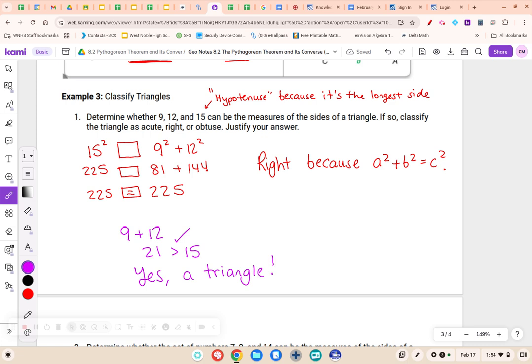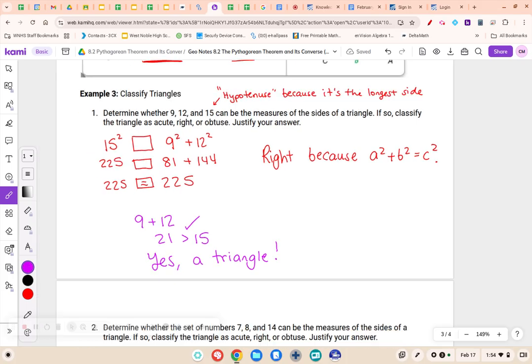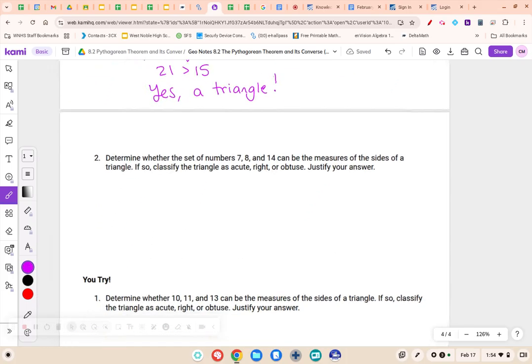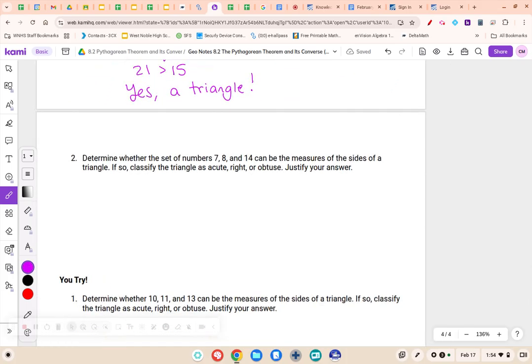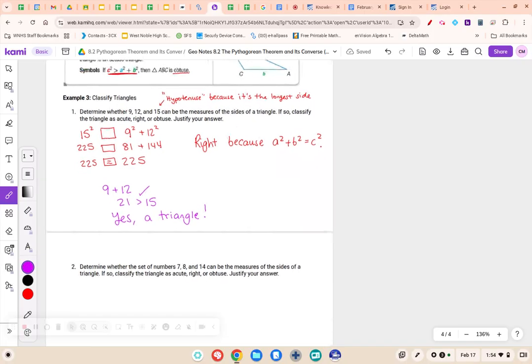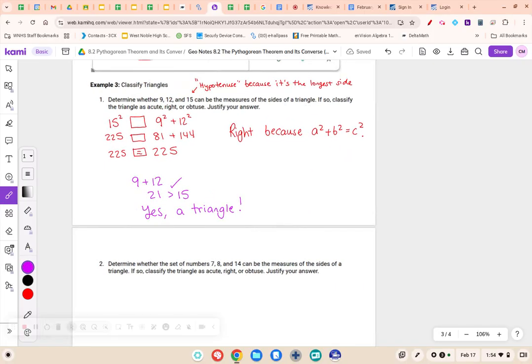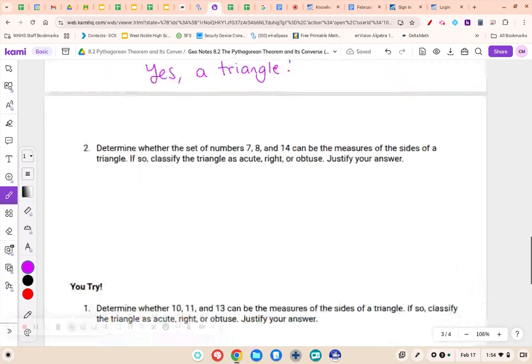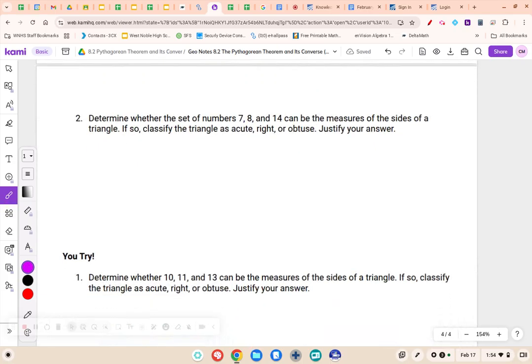If it's not a triangle, we can't even do the Pythagorean theorem, okay? It would give you some answer that doesn't actually mean anything. So first of all, this is a triangle, and secondly, it is specifically a right triangle. So, yeah, I skipped that on this first one. It says determine whether the measures of the sides can be a triangle. Same thing here. Determine whether the set of numbers 7, 8, and 14 can be the measures of the sides of the triangle. So let's do that step that I did second first this time.